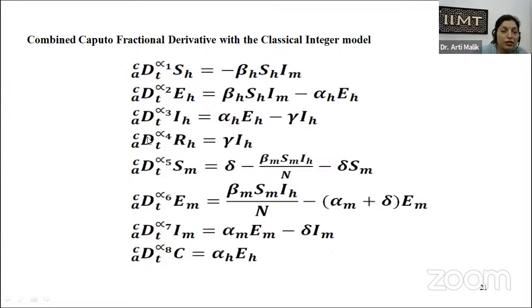We will convert this model into the Caputo fractional derivative from the classical integer-order model. We will convert the previous model into the Caputo fractional derivative, and the model will be in this form, where alpha is the power of the derivative. We will put these values in fractional form.